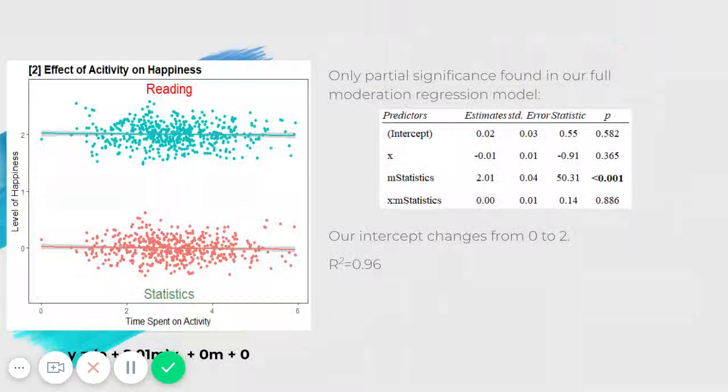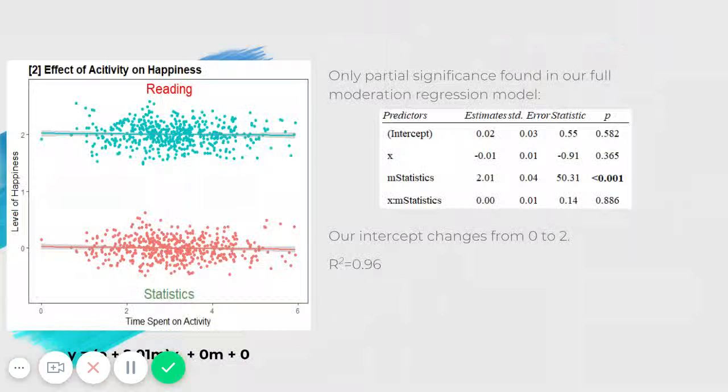For the next moderation, we have the effect of reading and statistics on happiness. So we see that in this one, the estimate for B0 is 0.02. The estimate for B1 is 0.02. The estimate for B2 is 2.01. The estimate for B3 is 0.00.